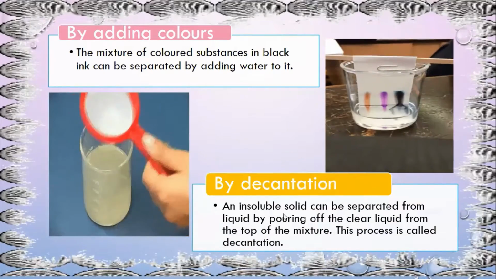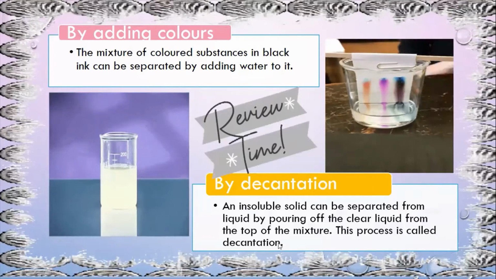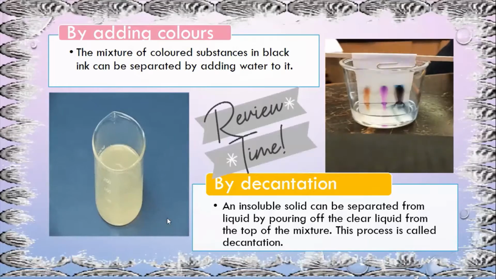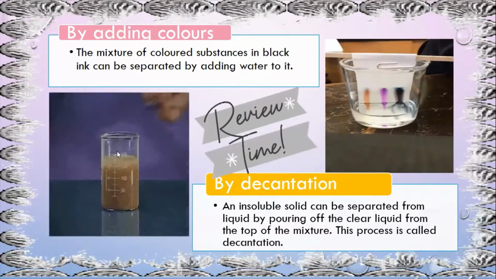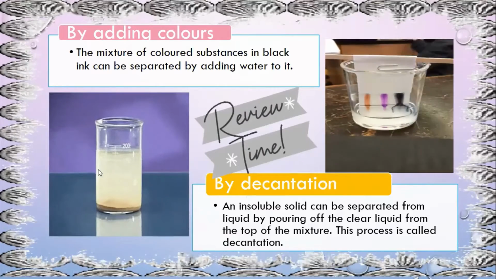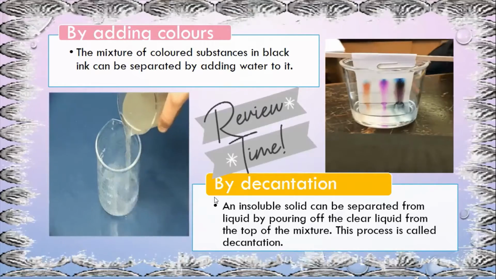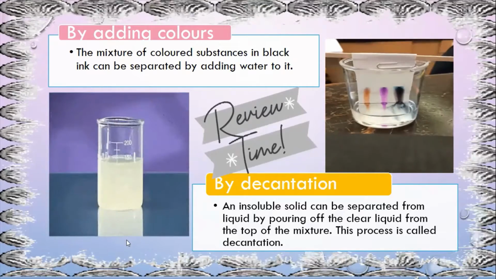By decantation, an insoluble solid can be separated from liquid by pouring off the clear liquid from the top of the mixture. This process is called decantation. As you can see, it is decanted after sedimentation. So what is sedimentation? If we try to dissolve sand into water, after some time you see that all the sand comes down and the water is separated. That method is called sedimentation. After sedimentation, we pour off the clear liquid from the top of the mixture. That process is called decantation.